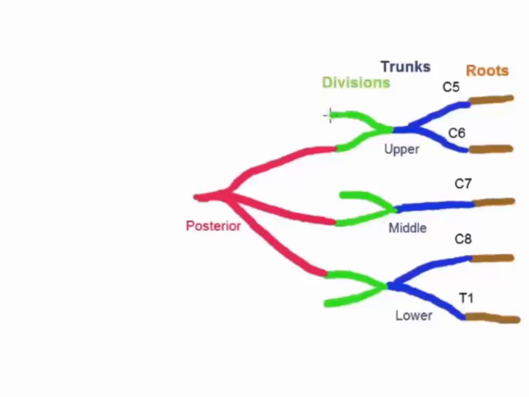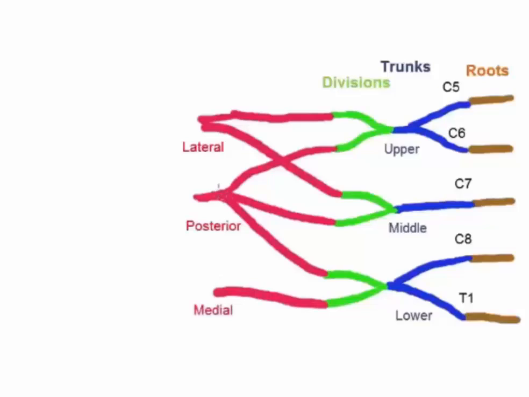Okay? The anterior divisions of the upper 2 trunks, they become the lateral chord. And then finally, the anterior division of the lower trunk, that's going to become the medial chord. Okay, so at the end of that, we have a lateral chord at the top, posterior chord, and a medial chord. And those chords are then described with respect to the axillary artery.